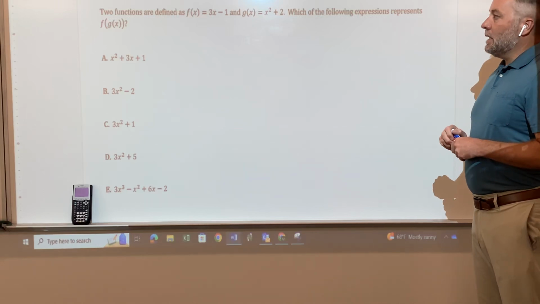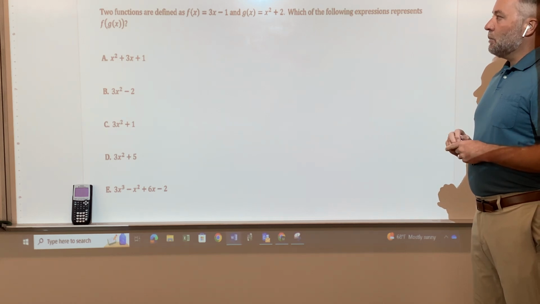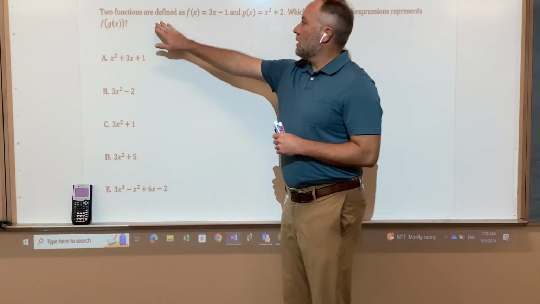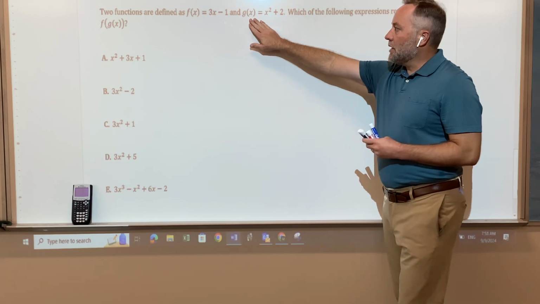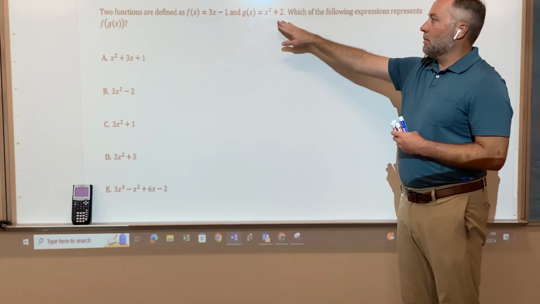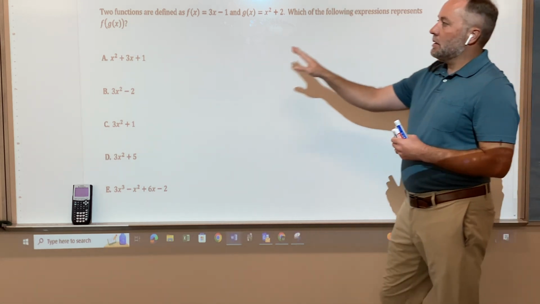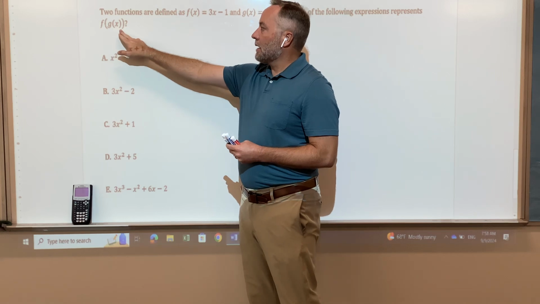This question is about function compositions, and often just the notation can be what's confusing. So let's talk about that first. The question says two functions are defined as f of x is equal to 3x minus 1 and g of x is equal to x squared plus 2. Which of the following expressions represents, and the way you can say this is f of g of x.